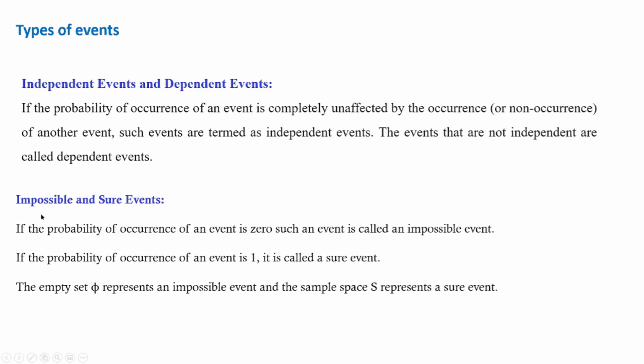And next we have the impossible event and the sure event. This I have already discussed. If the probability of occurrence of an event is 0, that is, such an event cannot occur, then it is an impossible event. And if the probability of occurrence of the event is 1, then it is called a sure event.